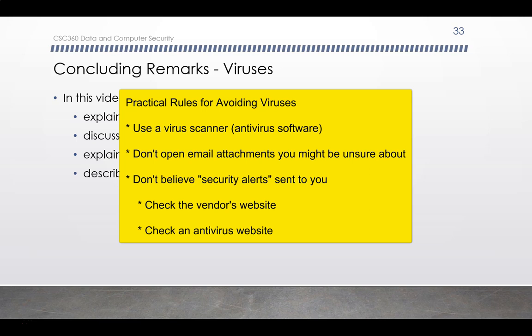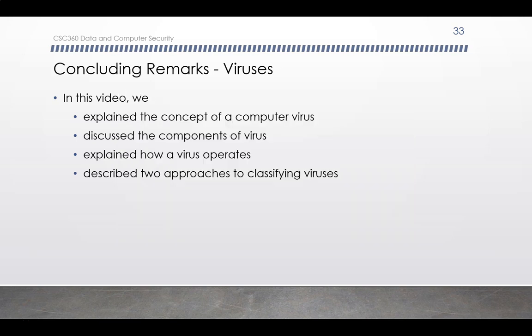If you receive an attachment in an email and you're not certain about it, just don't open it. Don't believe security alerts that might be sent to you. Vendors such as Microsoft don't send these out openly. Check the vendor's website regularly, as well as one of the antivirus websites. While these rules will not make your system 100% virus-proof, they will go a long way toward protecting your system.